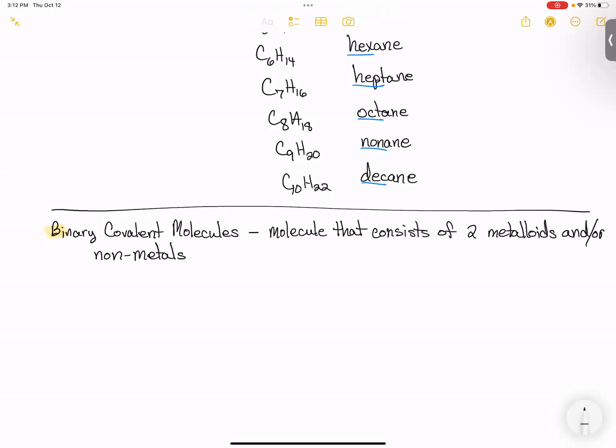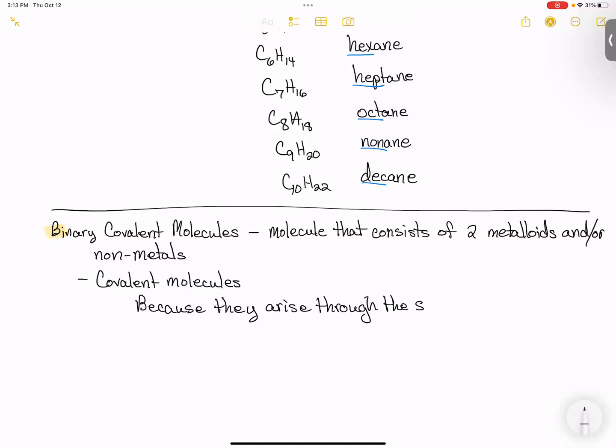With covalent molecules, because they arise through the sharing of electrons, the same two elements can combine in multiple ratios.